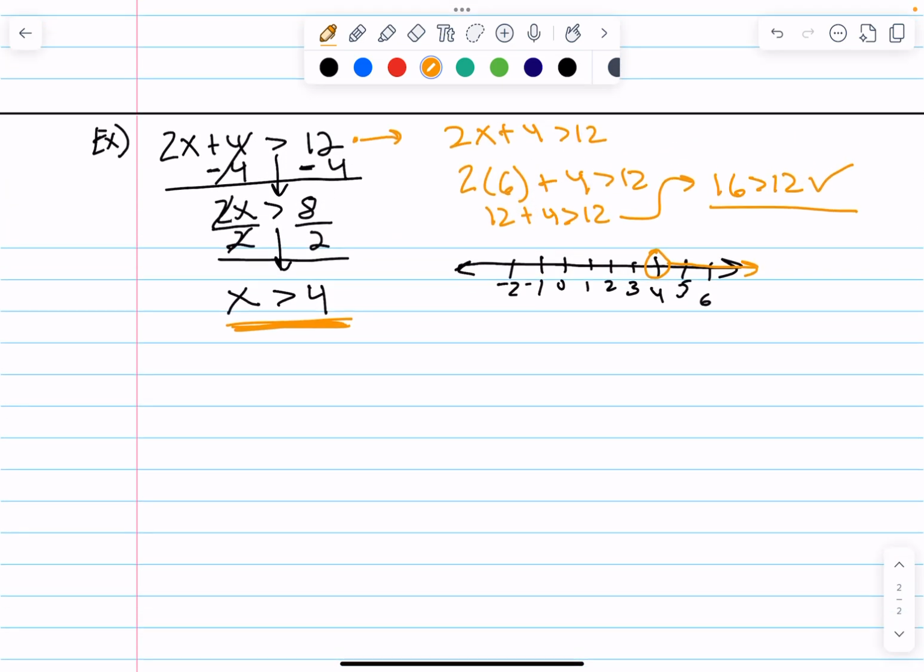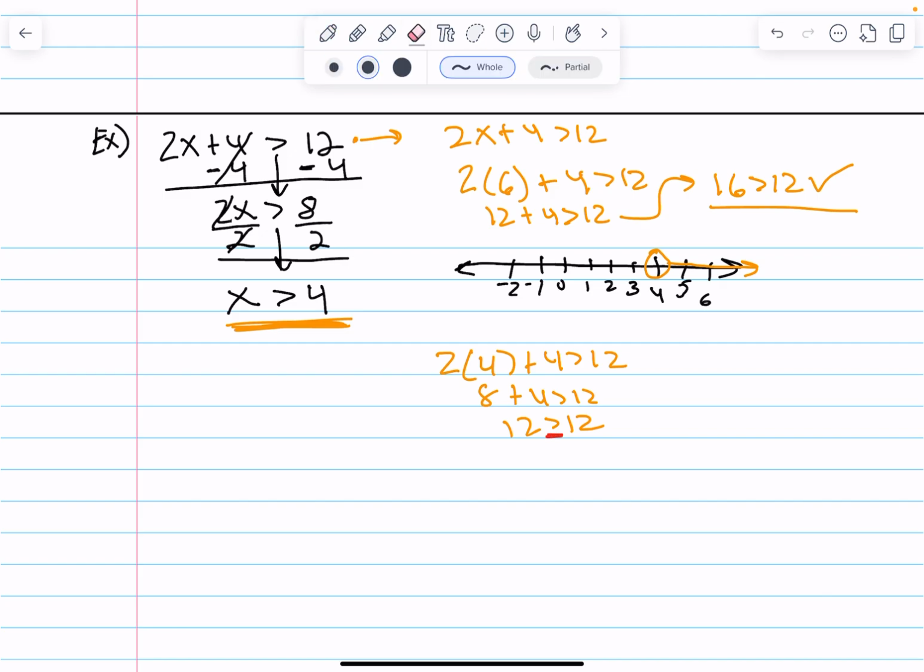And now I want to show you, what if we plugged in 4? Well, if we plugged in 4, we got 2 times 4 plus 4 greater than 12. 8 plus 4 greater than 12. 12 greater than 12. Now, a lot of people will look at this and say, well, they're both equal on the other side, so it must be true. Not at all. If the expression was greater than or equal to, this would be right, but it's not. We only have the greater than symbol. 12 is not greater than 12, so therefore this expression is deemed incorrect, and 4 is not a viable solution.